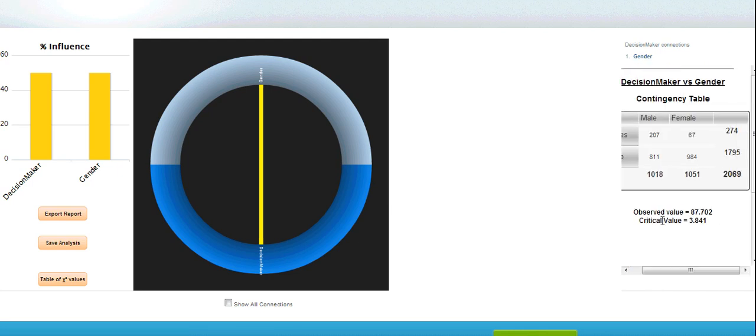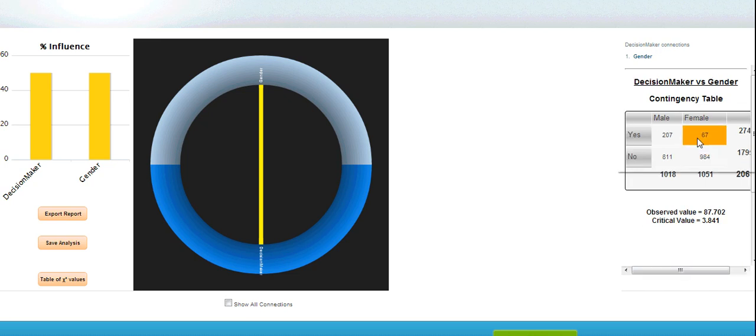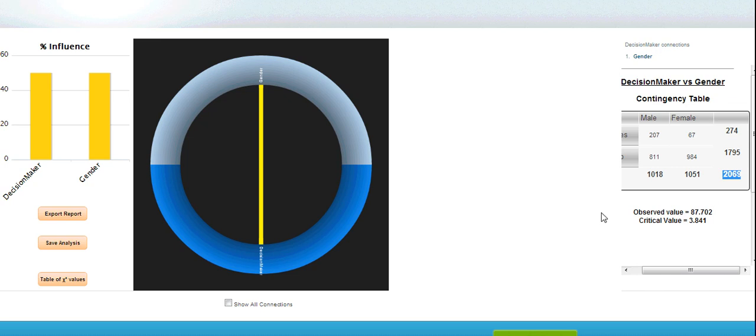So here we see the contingency table. We see that there's 207 male decision makers and 67 female decision makers, as opposed to 811 male non-decision makers and 984 female non-decision makers, giving us a total of 2067 survey samples. The observed value of the chi-squared analysis was 87.7, which is significantly higher than the critical value, and therefore KeyConnect draws a line between the two factors.